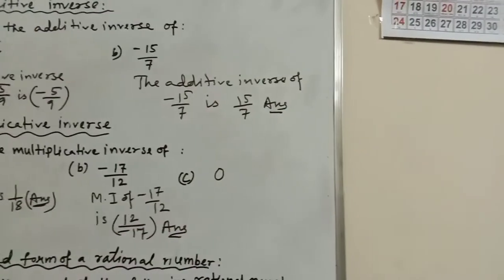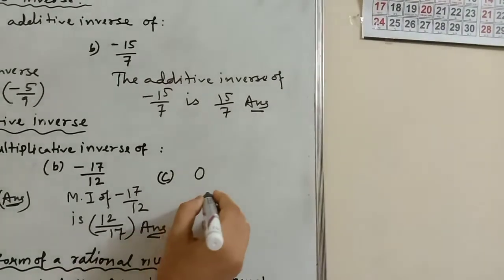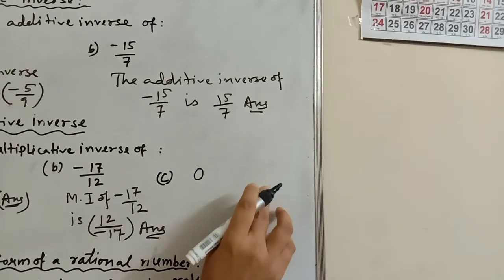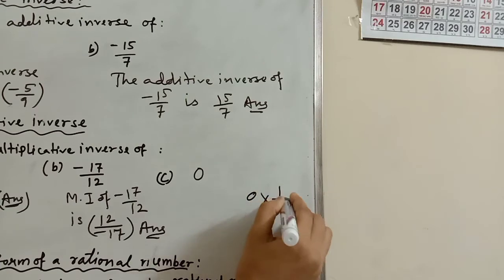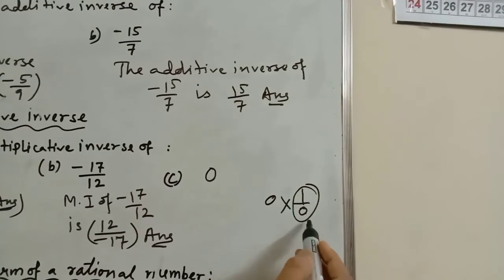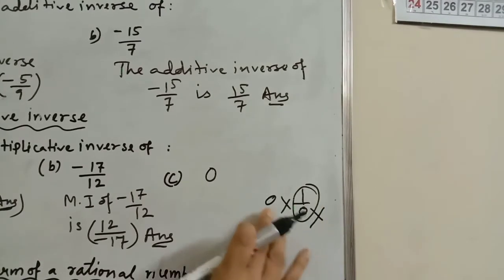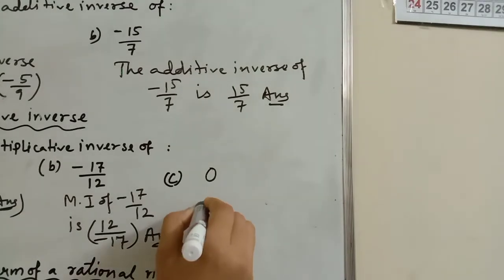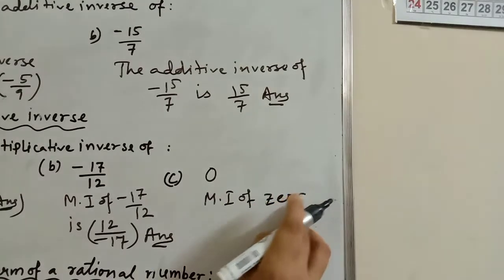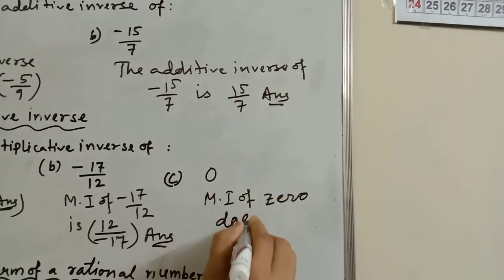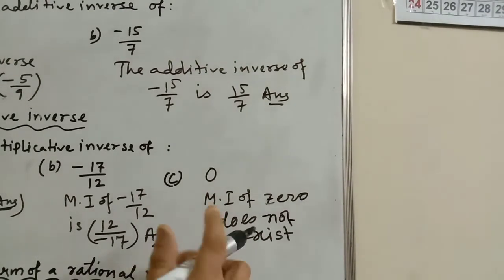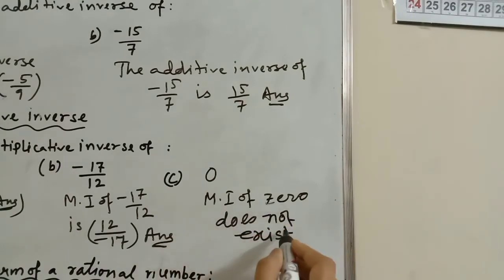Now in case of 0, what will you write? The multiplicative inverse of 0. You know that for a multiplicative inverse you have to write its reciprocal, so if the number is 0, then its multiplicative inverse will be 1 by 0, which is not possible because you know the denominator cannot be 0 in a rational number. So it is not possible. So what will I write? The multiplicative inverse of 0 does not exist. So the multiplicative inverse of 0 does not exist.